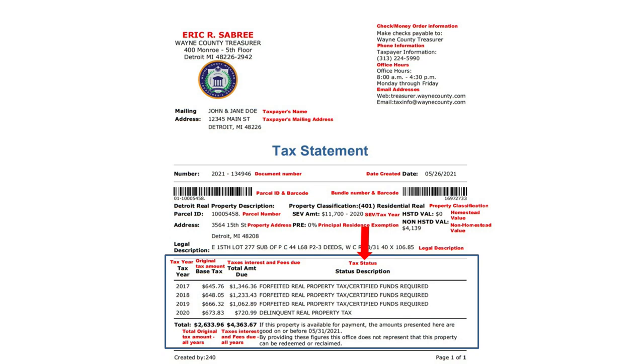In the first year of collection, it will show delinquent. In the second year and all subsequent years, it will show forfeited, and if the parcel is enrolled in any special payment plans, such as interest reduction stipulated payment agreement or pay-as-you-stay, it will show in this column too.